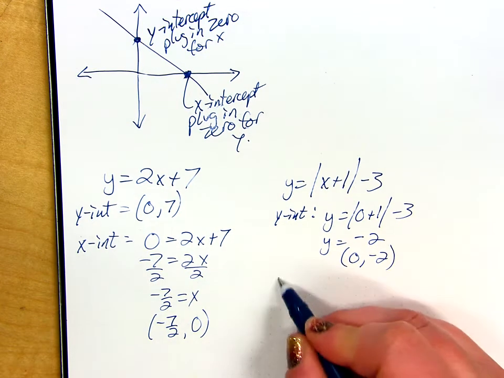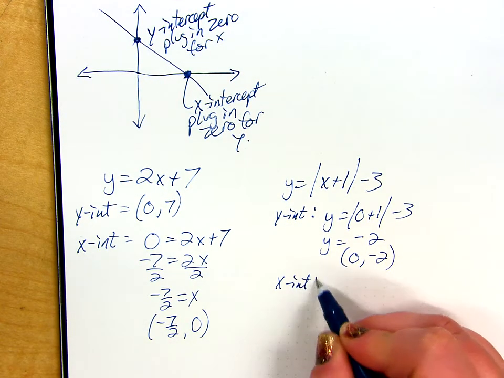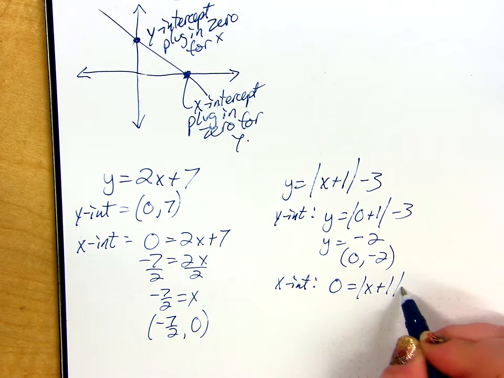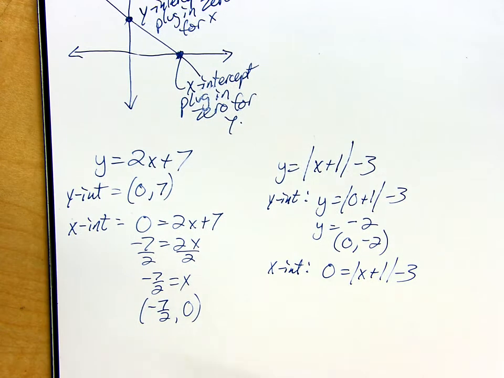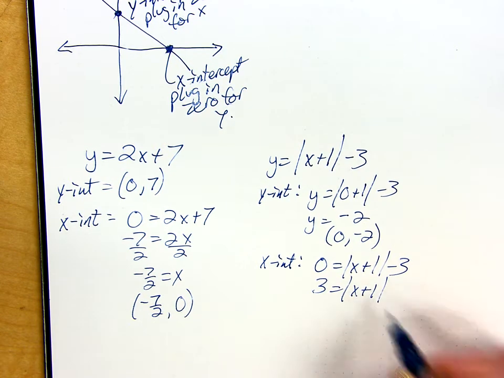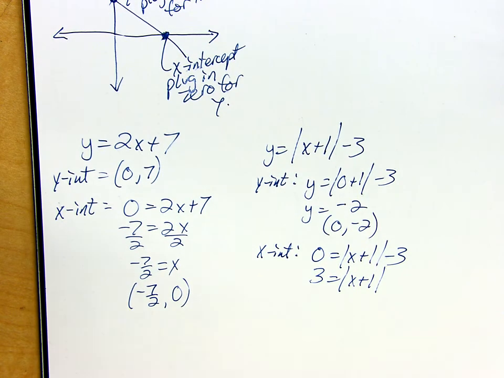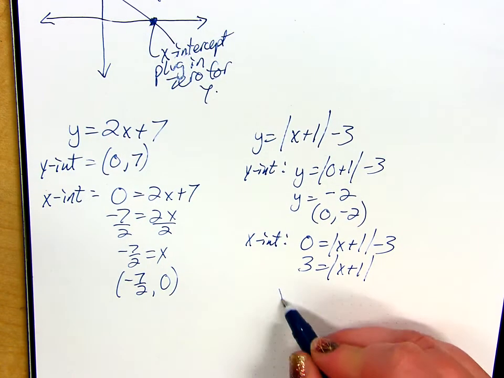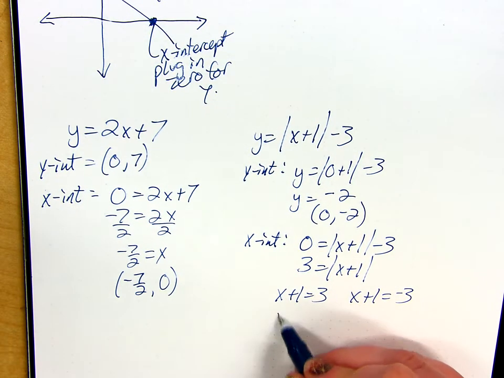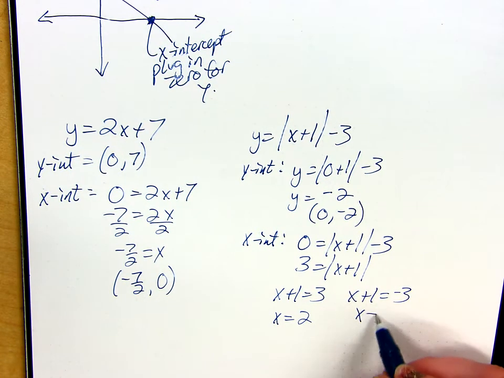So let's try the x-intercept. Plug in 0 for y. Now we just have to solve this for x. Let's start by adding that 3 to the other side. And then what do you do again? Refresh my memory. When I have an absolute value equation, how do I solve from here? Right, I have to rewrite it twice. Set it equal to positive 3 and to negative 3. So I'll have x plus 1 equals 3 and x plus 1 equals negative 3. And then solve each one. So I get 2 and I get negative 4.